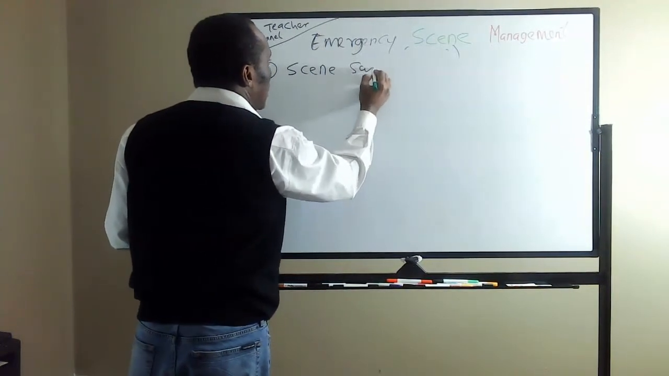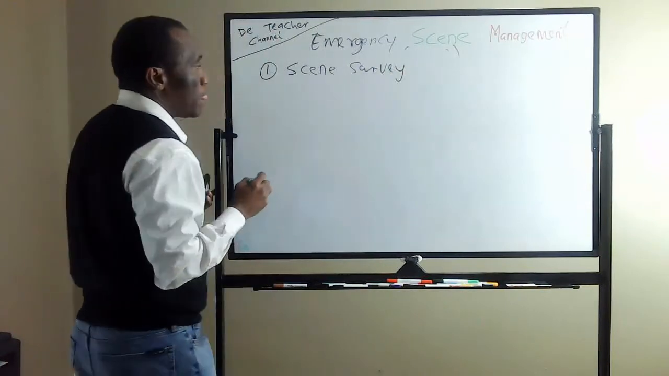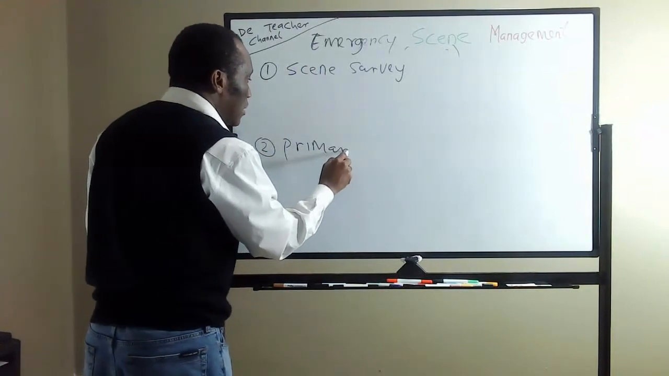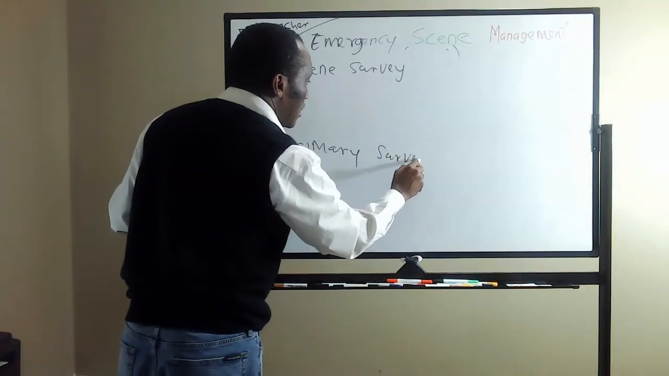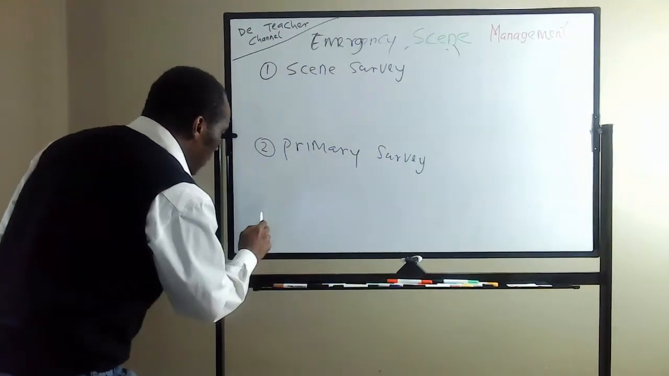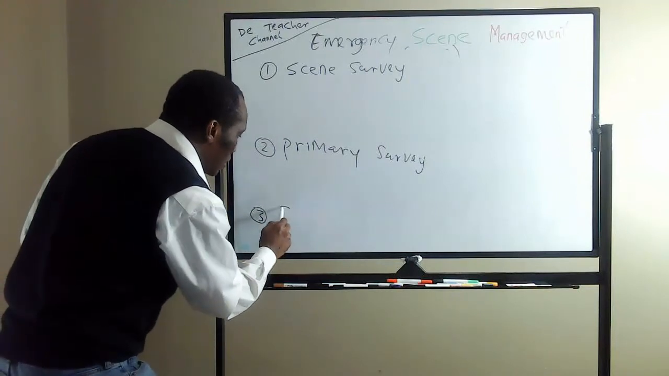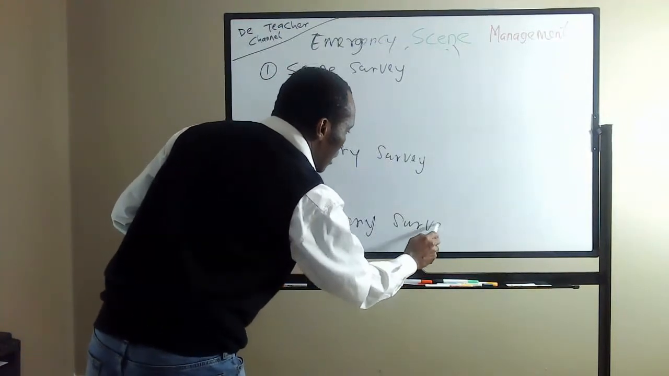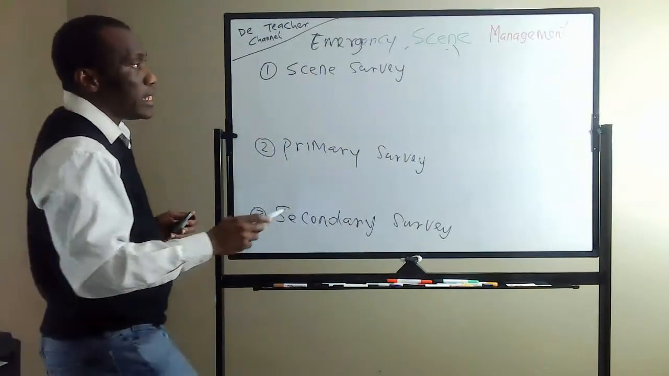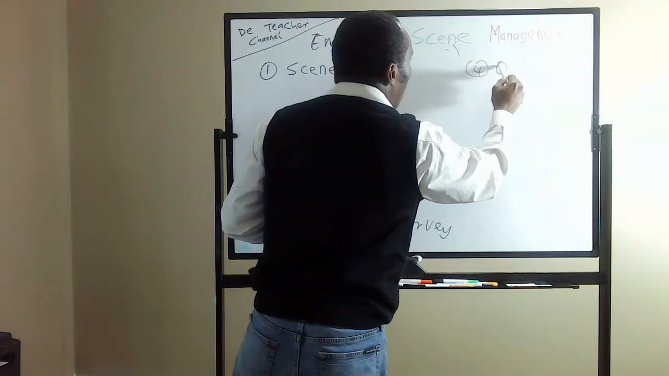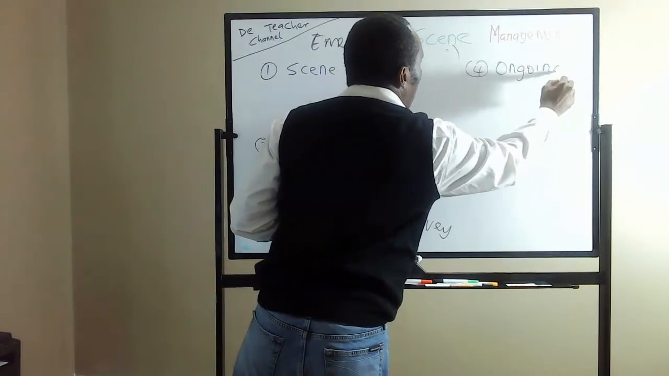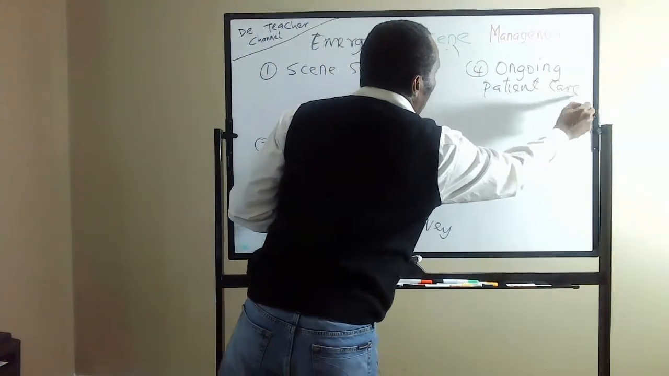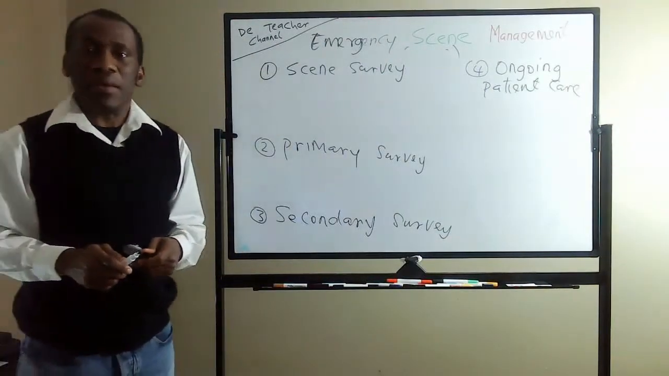Step number one is what you call scene survey. Step number two is what you call primary survey. Then step number three is what you call secondary survey. And then step number four is ongoing patient care. Okay, these are the broad steps.